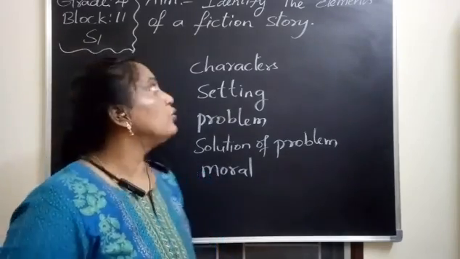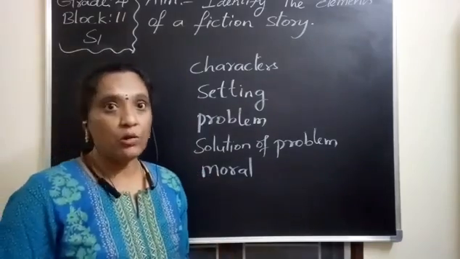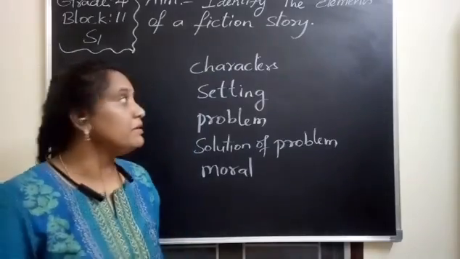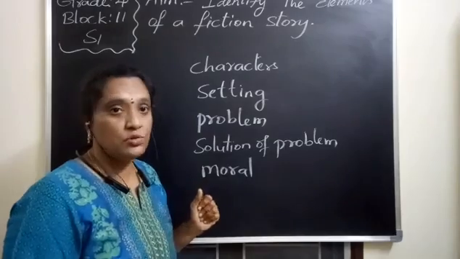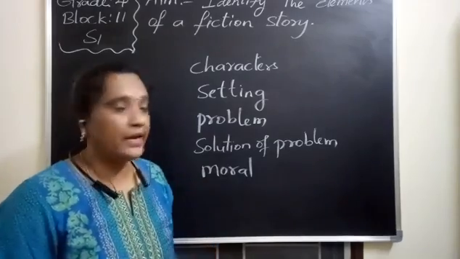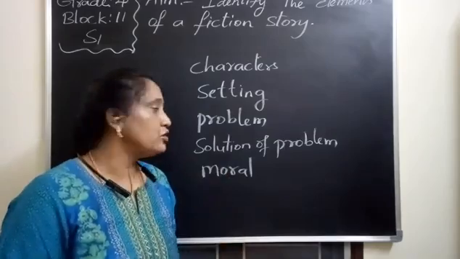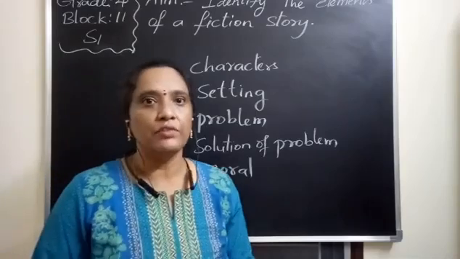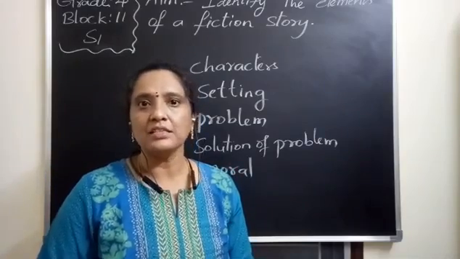Here we are going to read a story about a rabbit called Peter. We want to identify the elements of that story. That means how many characters are there, what is the setting, what problem they are going to face, and how they are going to find the solution for that problem. And after learning that, what is the moral we learned. Now based on that, let us open the textbook and read.